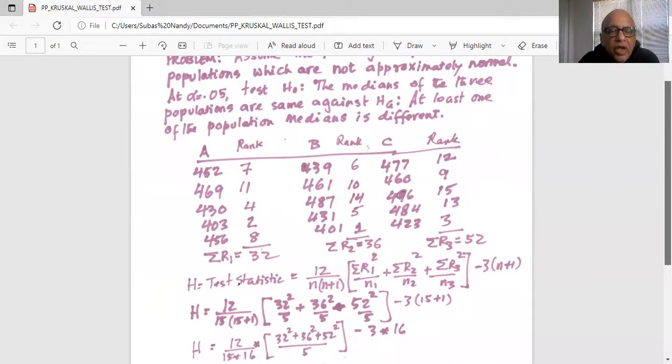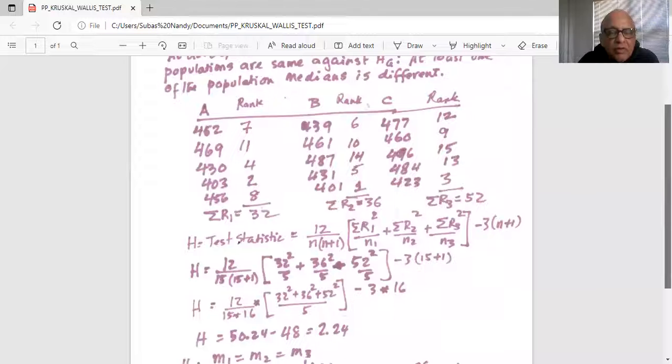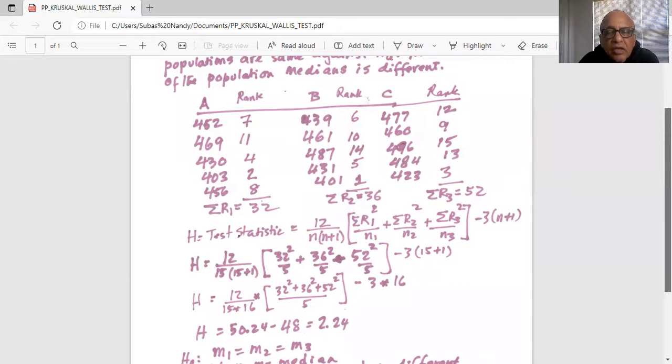Then we find the sum of the ranks for each sample. So the sum of the ranks of sample A is 32, for sample B it is 36, and for sample C it is 52. Now we need to calculate the test statistic, which is given by this formula: 12 divided by N times N plus 1, the whole thing multiplied by sum of R1 squared divided by N1 plus sum of R2 squared divided by N2 plus sum of R3 squared divided by N3, minus 3 times N plus 1. N is your total sample size. Here N is 15, and N1, N2, and N3 are all the same, equal to 5.